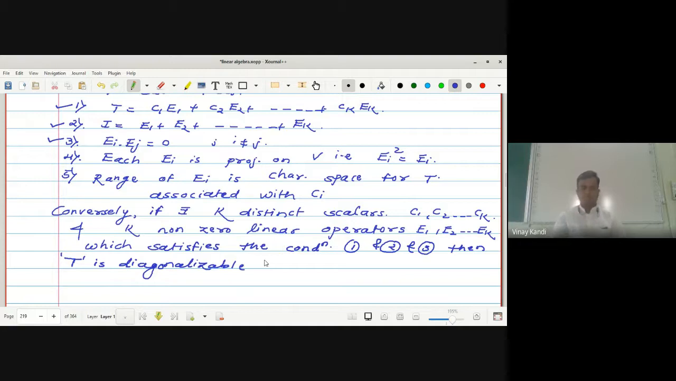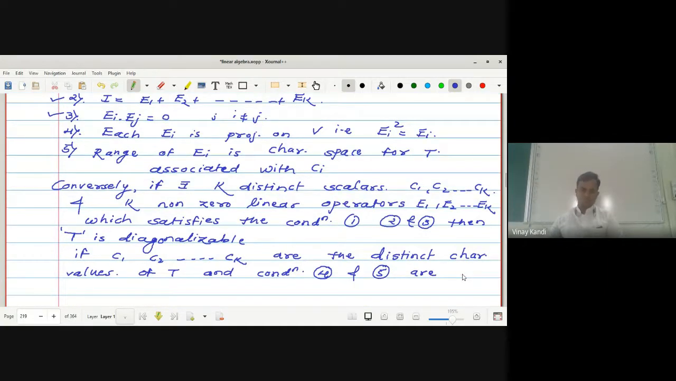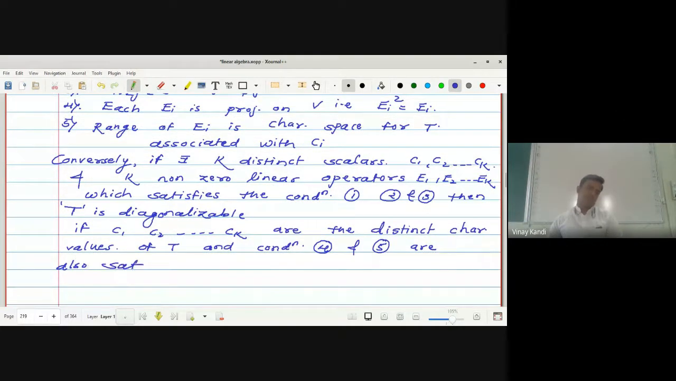And suppose C1, C2 up to Ck are the distinct characteristic values of T, and the conditions 4 and 5 are also satisfied. Okay, so this is the statement of the theorem.